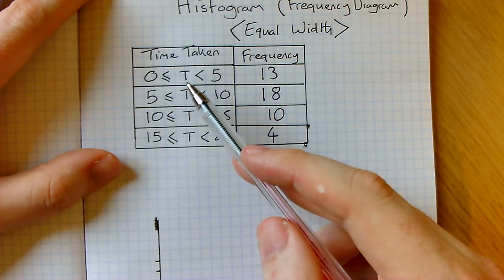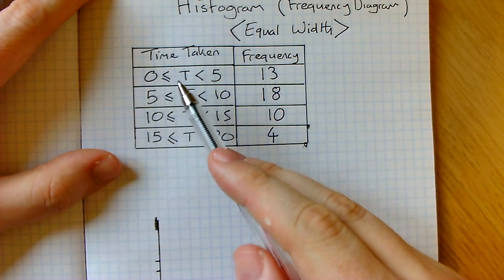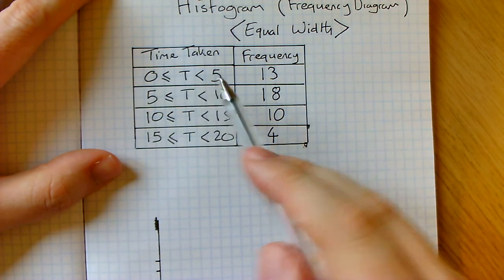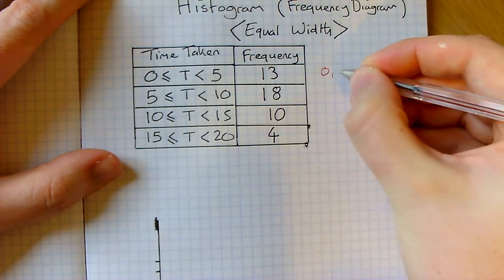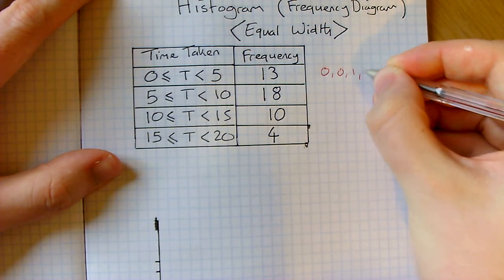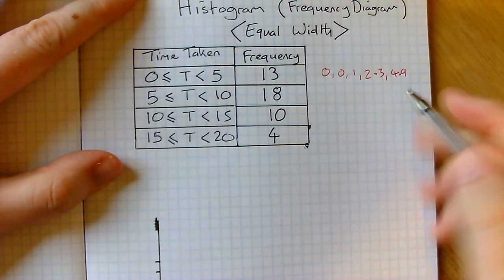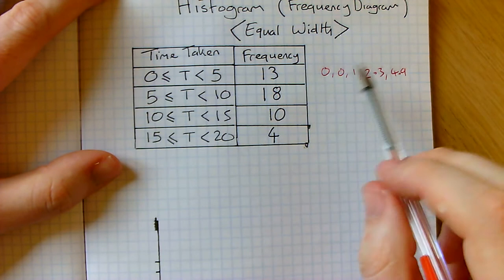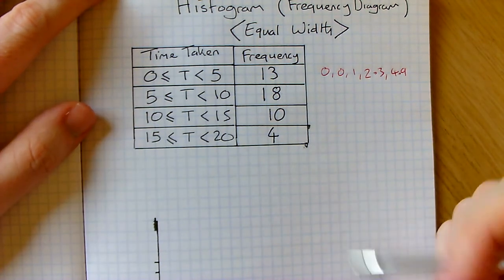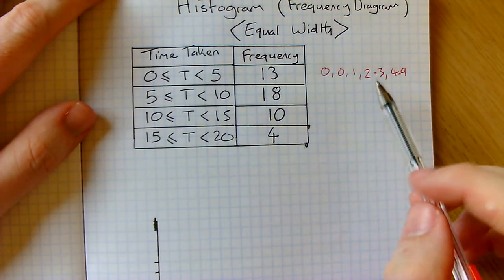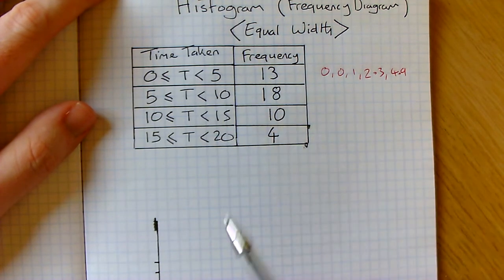So time taken here is between 0 and 5, but very importantly, t can be 0, but it can't be 5. So for example, the data could have been 0, 0, 1, 2.3, 4.9 and so on, and you would have ultimately had 13 of these bits of data because the frequency is 13. Now sometimes doing these questions you might actually be given the raw data and you have to tally it up and put the frequency in, but to save us time I've popped that in there.